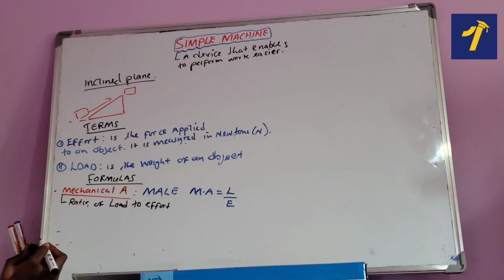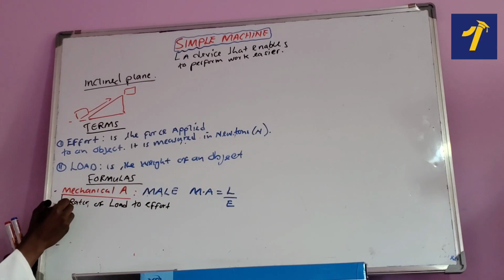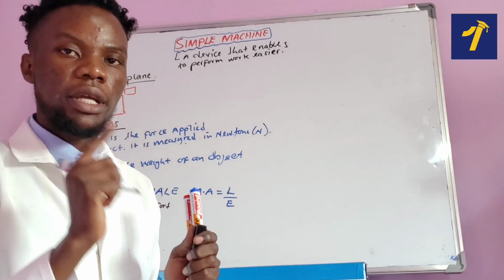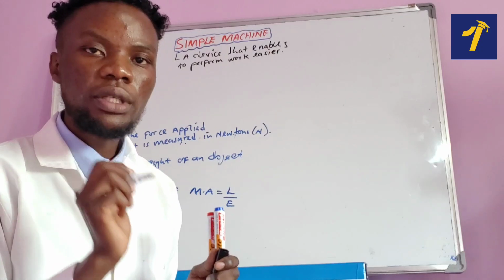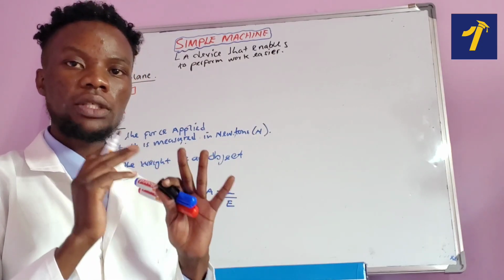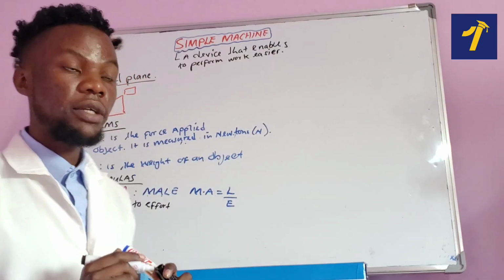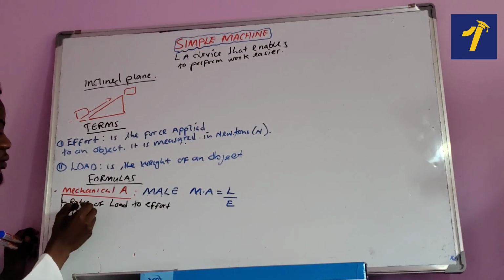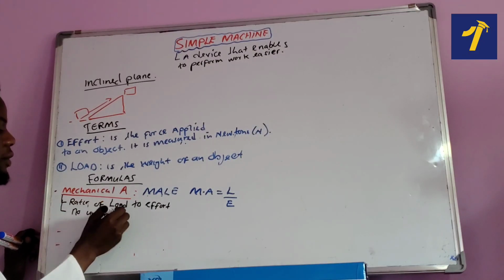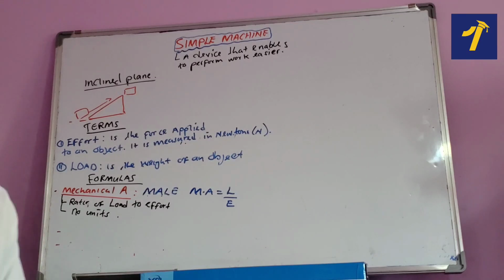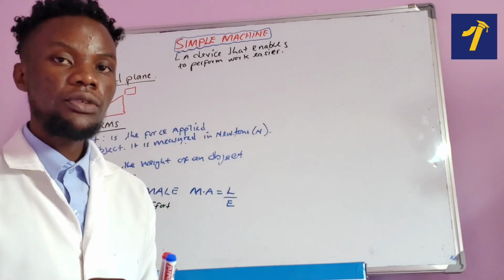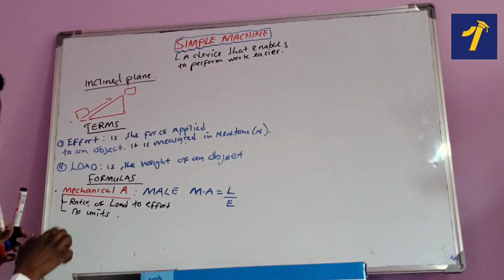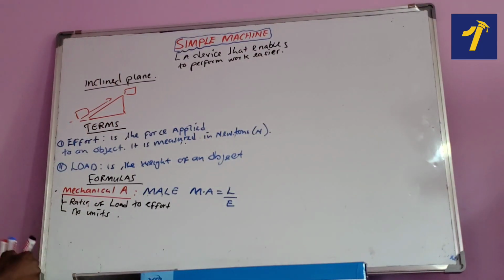Then the other important concept that you need to understand is that mechanical advantage doesn't have units. Remember that a ratio doesn't contain units. So if you find the final answer for mechanical advantage, don't add units. If you add units, that would be a wrong answer. Okay, so that's about the mechanical advantage.